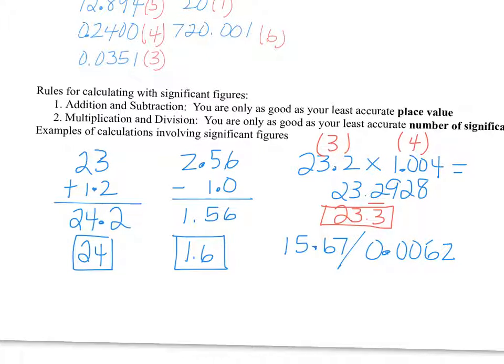15.67 divided by 0.0062. You do the math. What do you get? 405,046. Whoa. When you divide? Yeah. All right, that's far enough. So 15.67 has how many sig figs? 4. And what about 0.0062? 2. My answer can only have 2 sig figs.